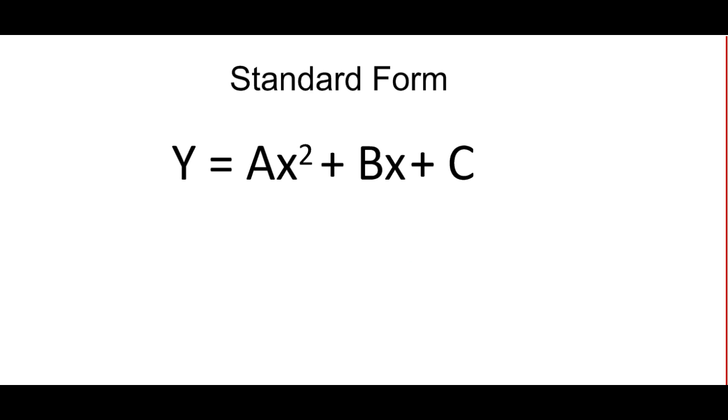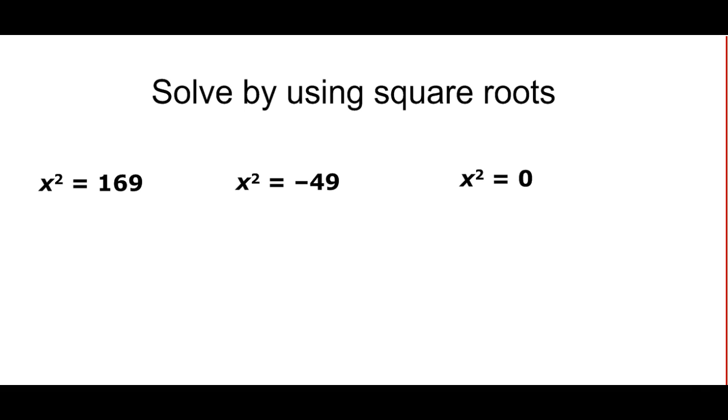Okay? Standard form of a quadratic function is y equals ax squared plus bx plus c. All right? If we were to remove the b term, if you have something that is in this format, then you can solve by taking square roots, but you cannot have that x term in the middle there. So, for instance, here are some examples very quickly.